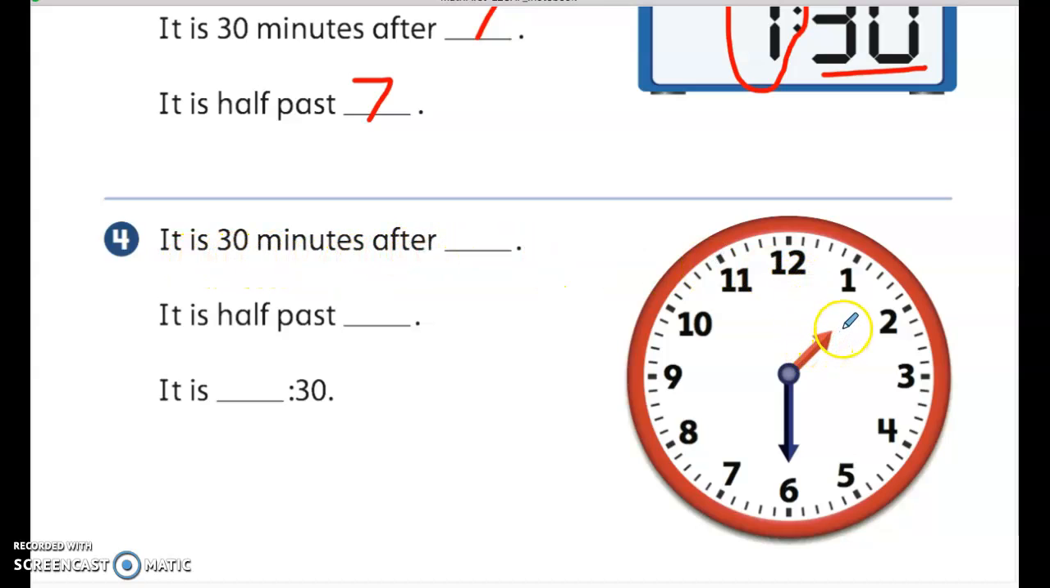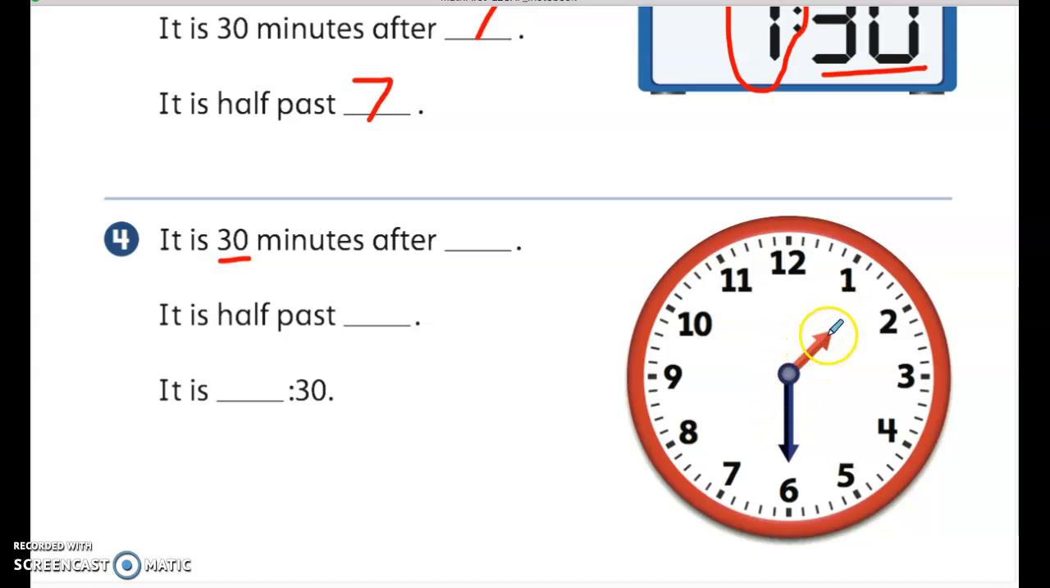So let's take a look at the red hand. Where is this red hand pointing? What is it in between? You're right, it's in between the 1 and the 2. And down here it's pointing to the 6. Remember, we counted by 5s. 5, 10, 15, 20, 25, 30. That's where we come up with this 30 minutes. Okay. It is 30 minutes after.